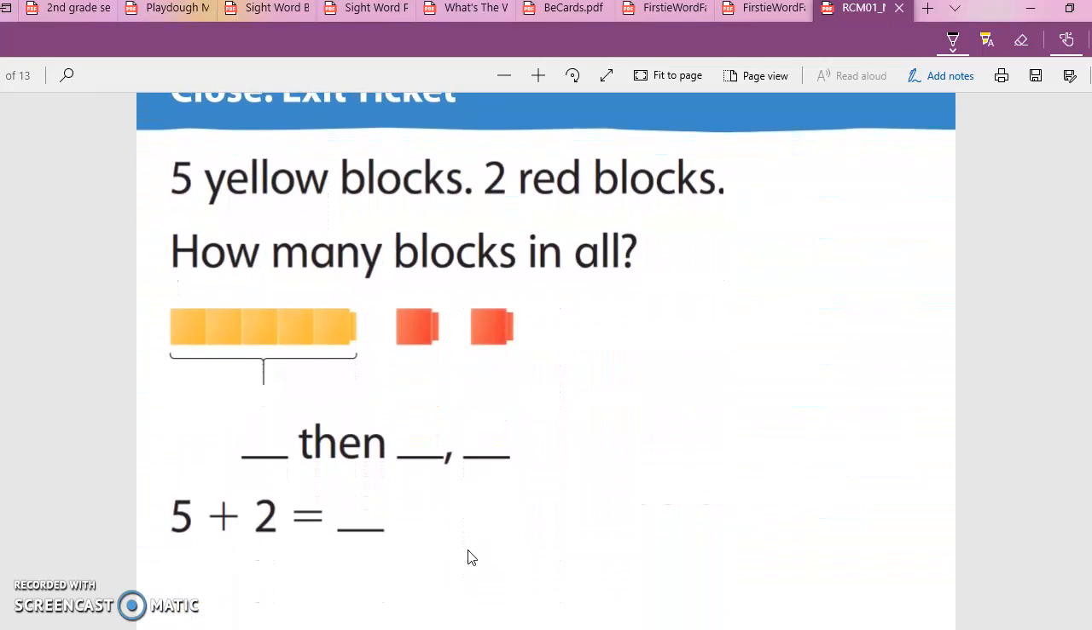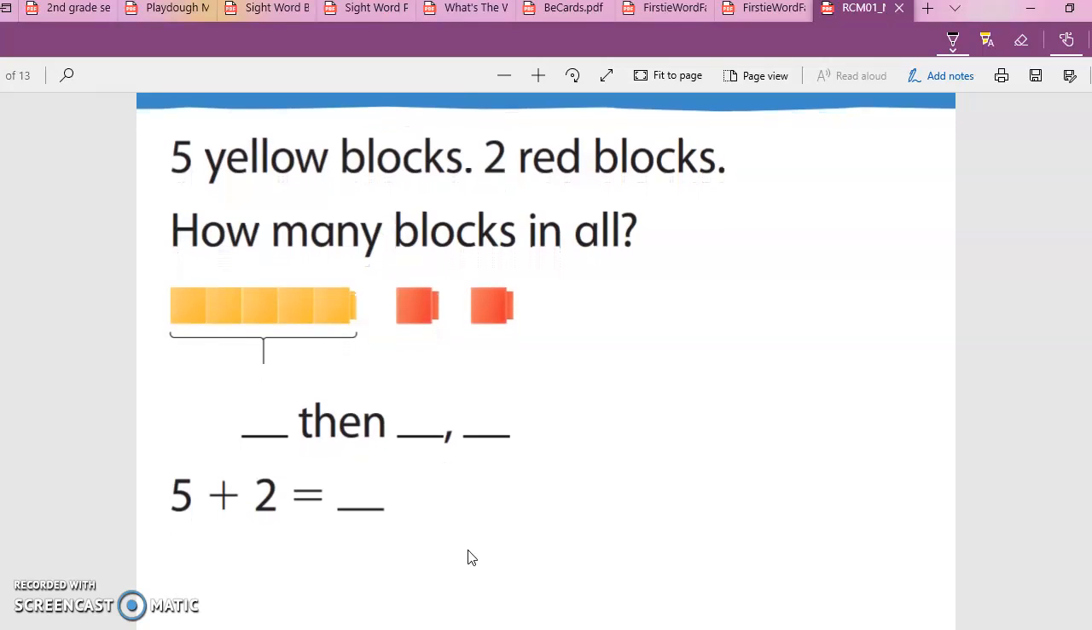Okay, this one I just want you to think about. You don't have this on your page, and I just want you to think about it. 5 yellow blocks, 2 red blocks. How many blocks in all? They've drawn the picture for you. And count on. I'm going to give you a second. I want you to think about it. Think of your answer in your head. Okay, so they've drawn our picture. They drew 5 yellow blocks. And then we're counting on 6, 7. So 5 plus 2 equals 7.